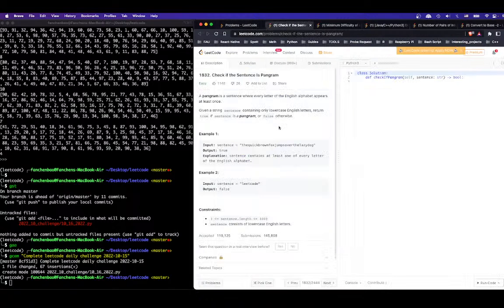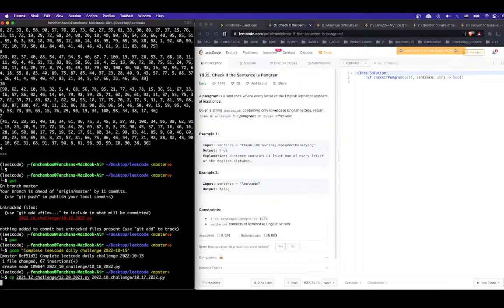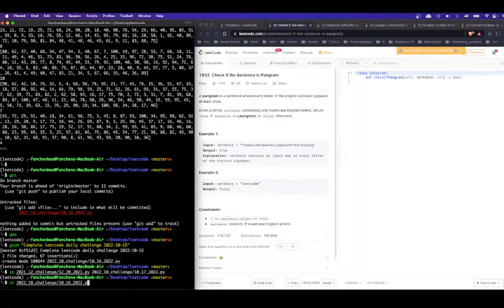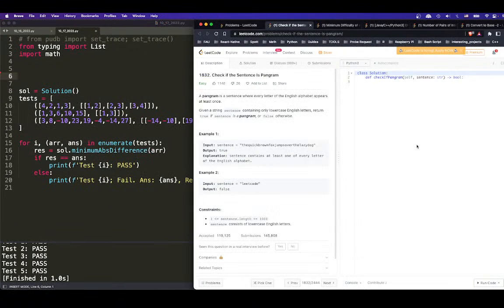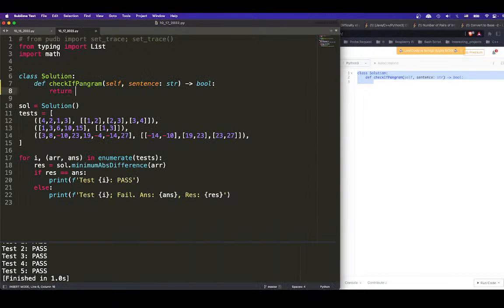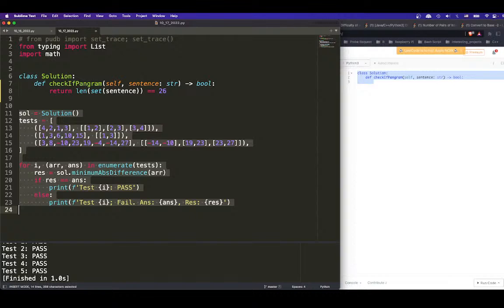This is today's challenge. Check if the sentence is a pangram, at least once. Okay, so we'll do this very fast. So what type of method are you thinking about? Well, I'm thinking about set. I think set shall be the easiest way to handle a problem like this. So we can say len(set(sentence)) is equal to 26. I think that shall do.